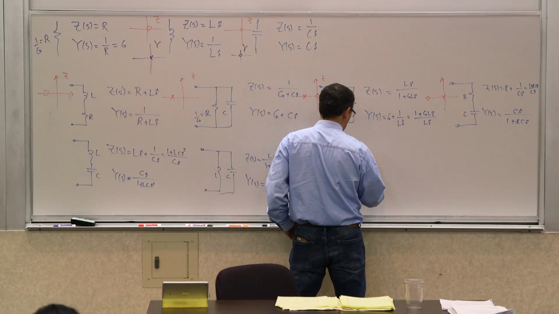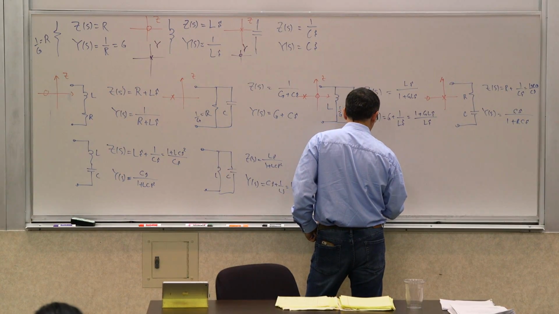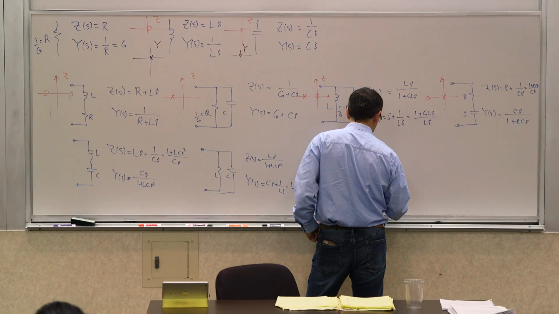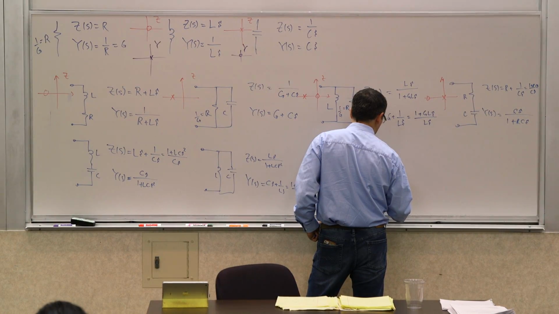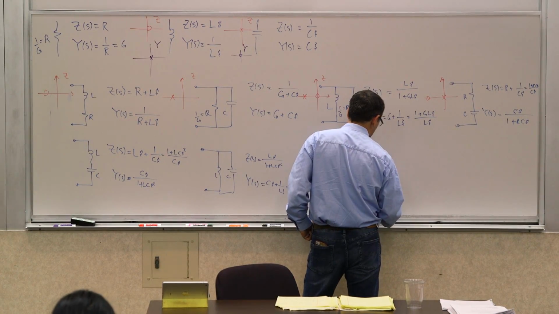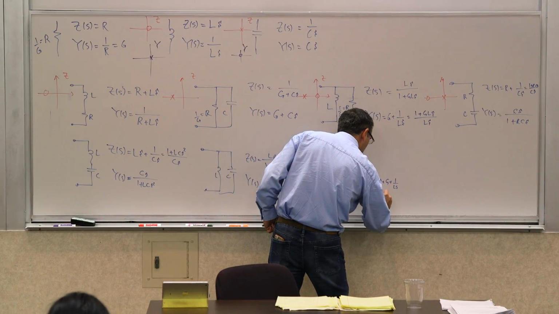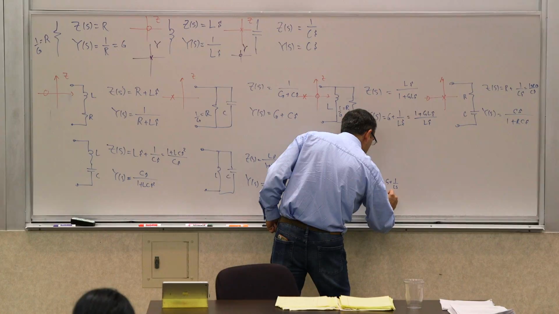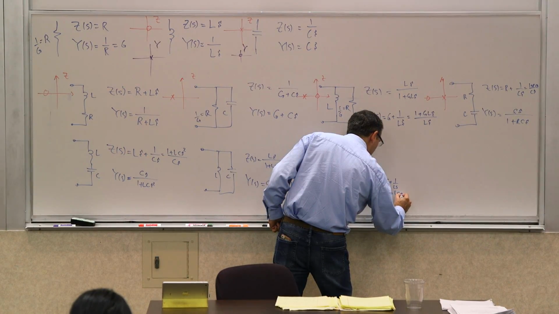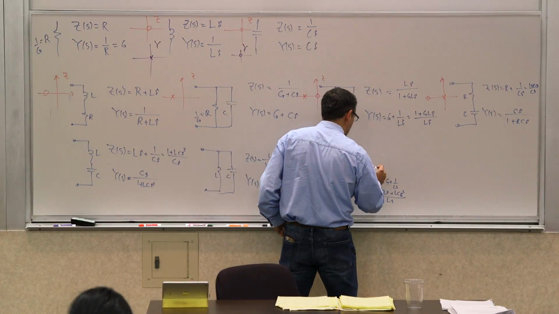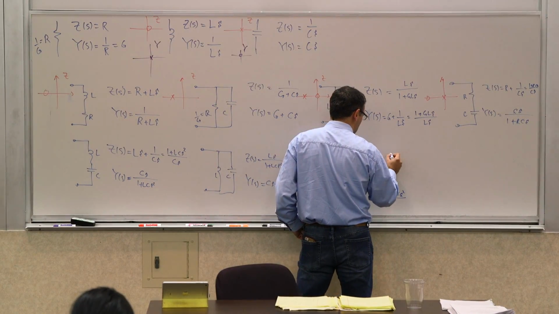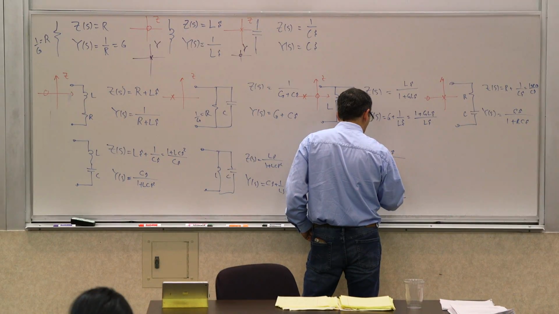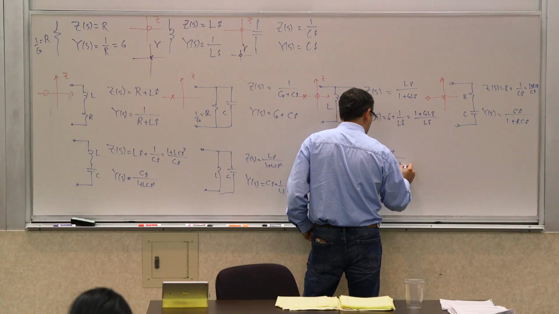Which basically, again, you can show Y of S to be CS plus G plus 1 over LS, which you can write as 1 plus LGS plus LCS squared over LS, and Z of S by the same token becomes LS over 1 plus L over R S plus LCS squared.